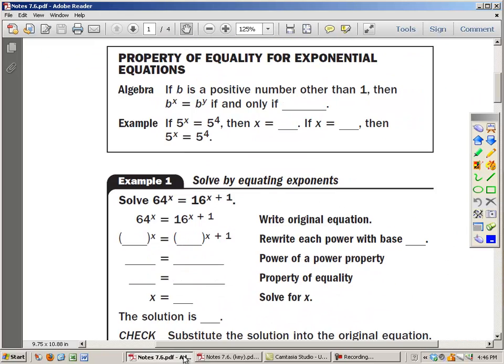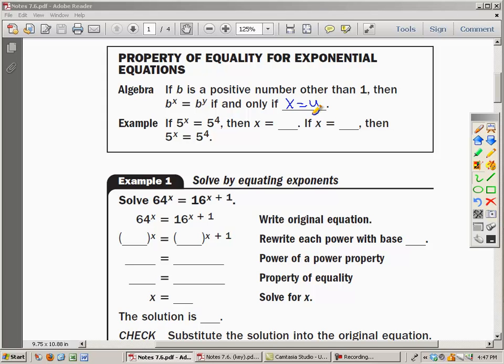All right, some property of equality for exponential functions. This is about the cheesiest thing in the world. Basically what we're saying is, if b is the base, a positive number other than 1, so again, if the base is not equal to 1, b to the x is equal to b to the y if and only if x is equal to y.